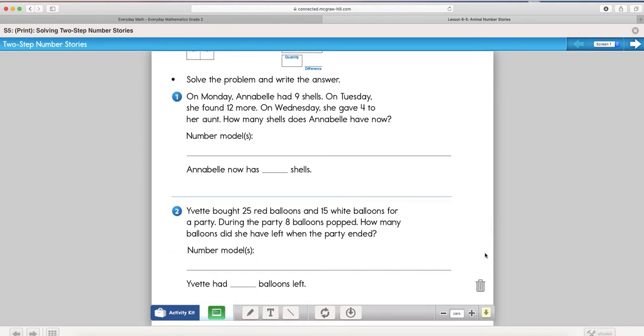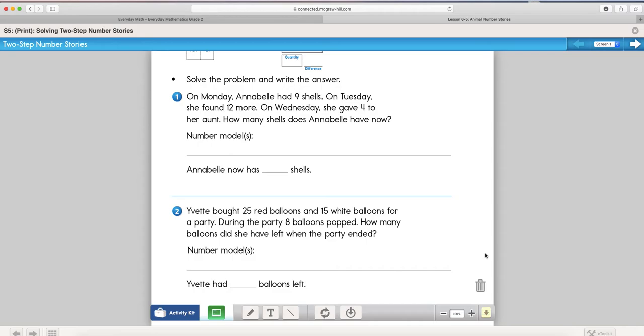Let's see if we can figure out how we can solve this problem. Number 1 says, on Monday, Annabelle had 9 shells. On Tuesday, she found 12 more. On Wednesday, she gave 4 to her aunt. How many shells does Annabelle have now?